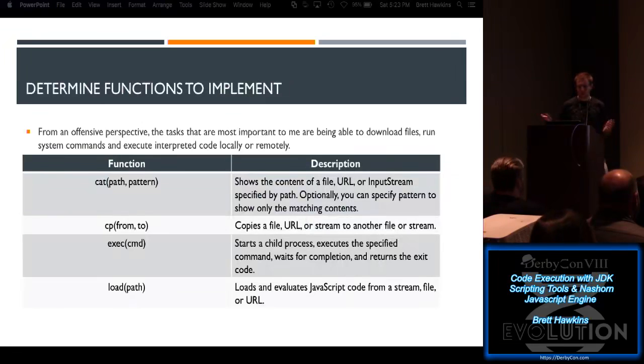So as far as determining the functions to implement, for mine, again, I wanted the file download functionality. I wanted to be able to execute interpreted code locally or remotely, and I want to be able to execute system commands. So the functions that I chose to implement were cat, copy, exec, and load. There's others that you can implement, but those are the ones that are important to me.